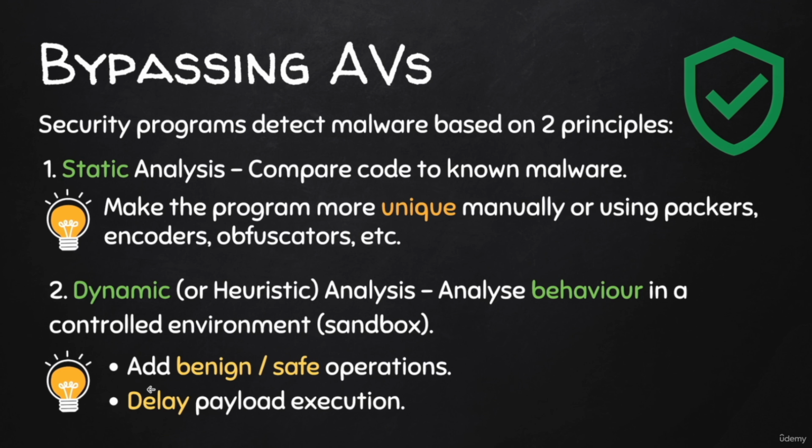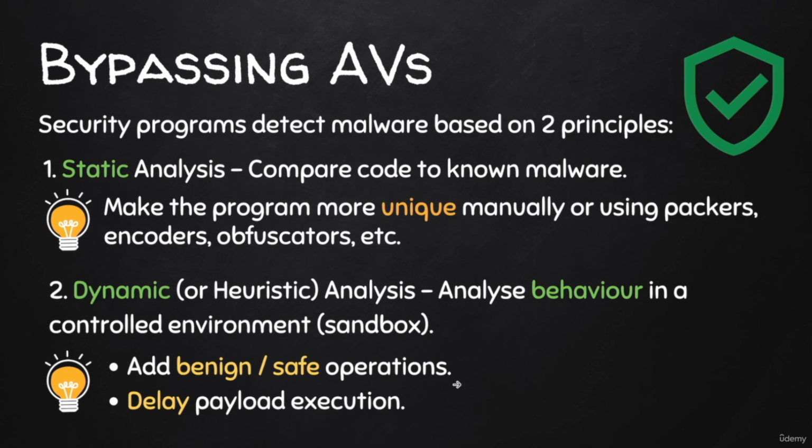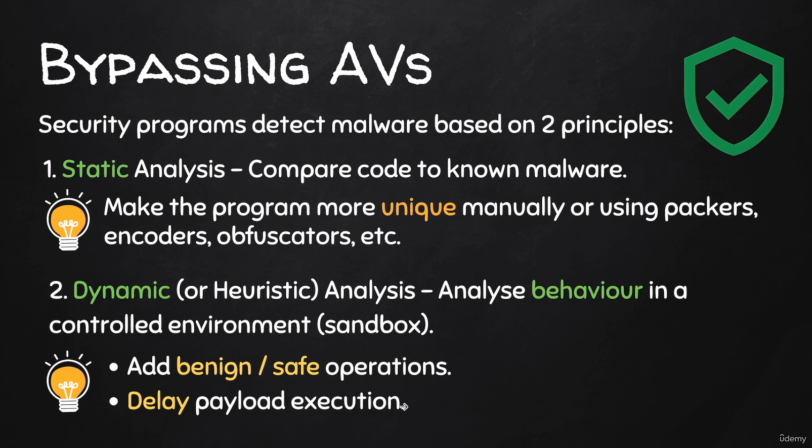And to do that, you're going to have to be a little bit creative. For example, you can add benign or safe operations, so you can make your malware or backdoor seem like it's a legit application. So for example, just to keep it simple, you can have code for a calculator program in there and at the same time have your backdoor executed at a certain stage. You can also delay the payload execution. So there are a number of ways of doing this. For example, you can detect whether this backdoor is being executed in a sandbox or a virtual environment. And if it is, then don't execute the payload. Only show the calculator code, for example.